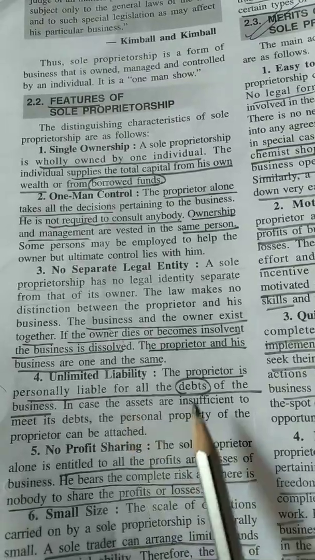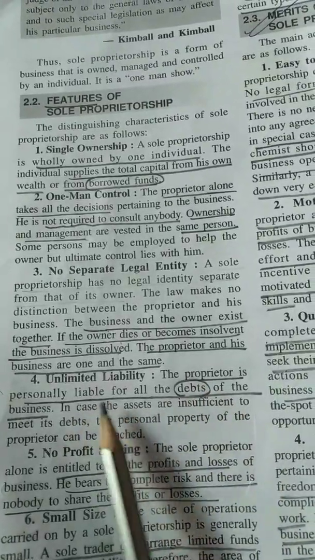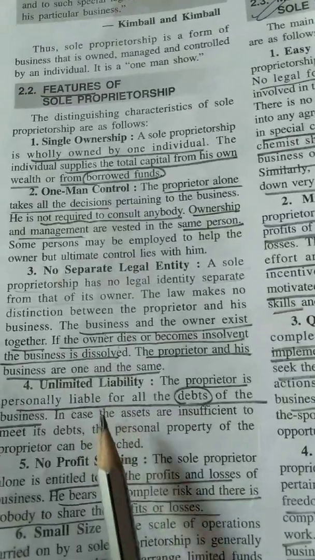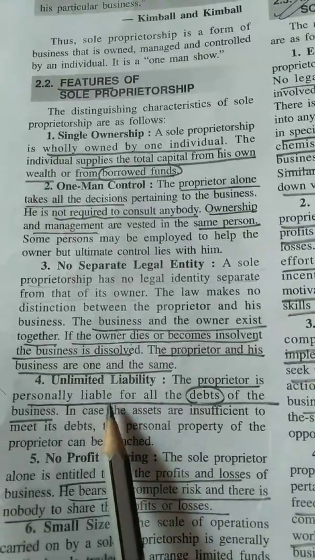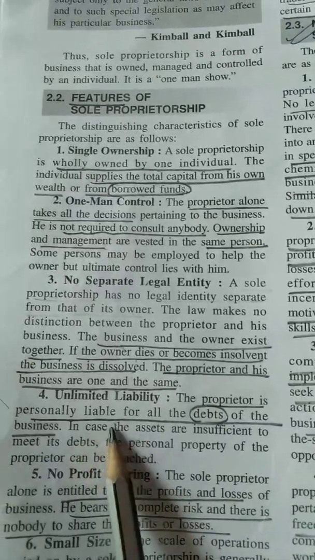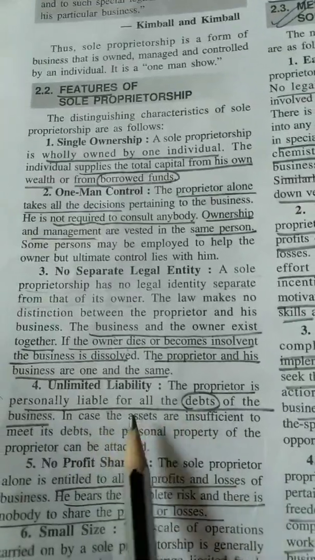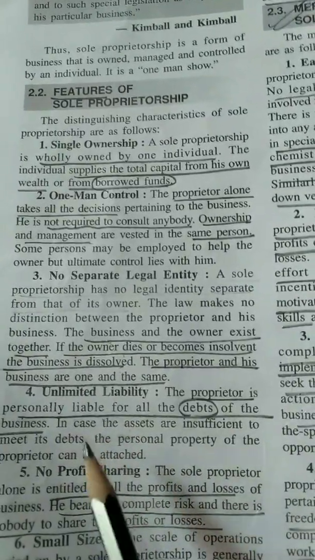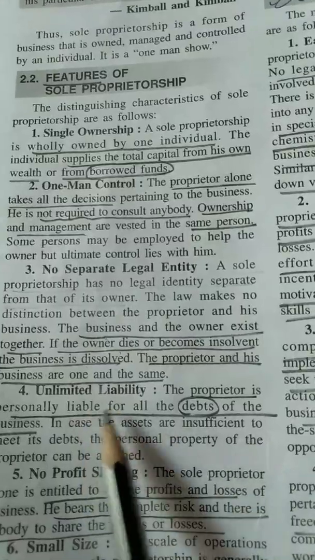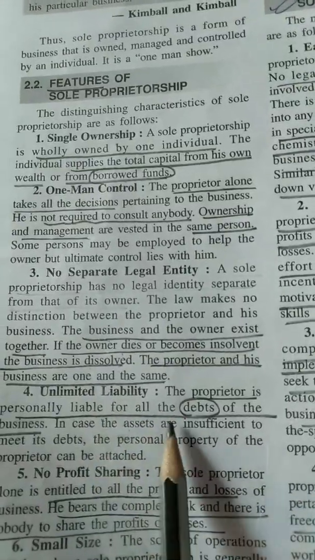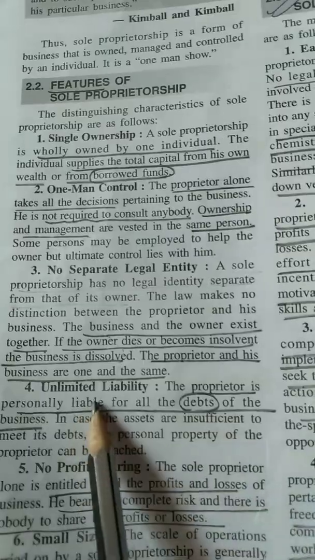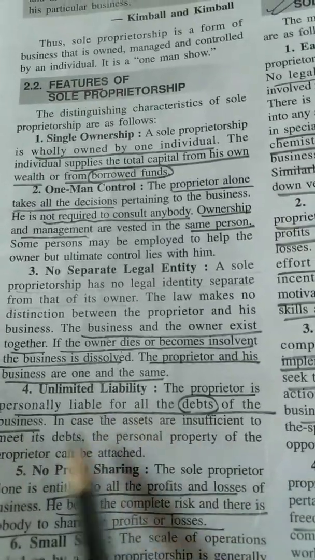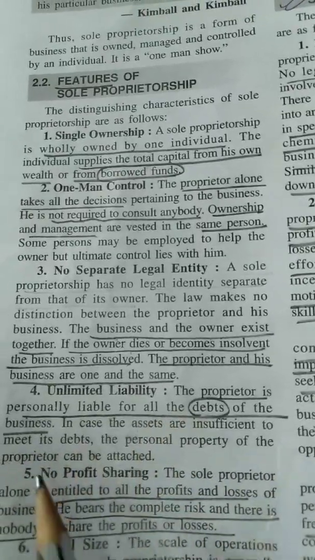Unlimited liability means the proprietor is personally liable for all the debts. I will explain to you with an example. Suppose a person owns a shop and he took a loan of rupees 1 lakh from some other person. Alright. And because of some losses, he is not able to pay that amount to the other person. Then the person from whom he took the money can ask the owner to sell his property or to sell his goods and pay his money.